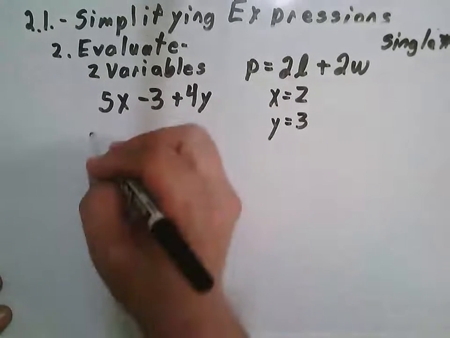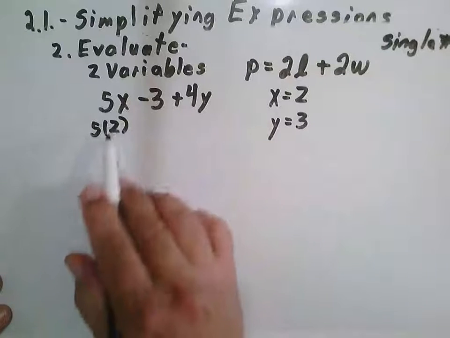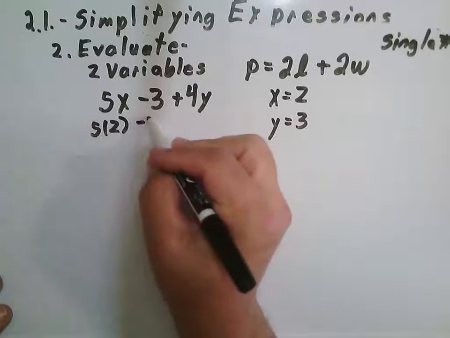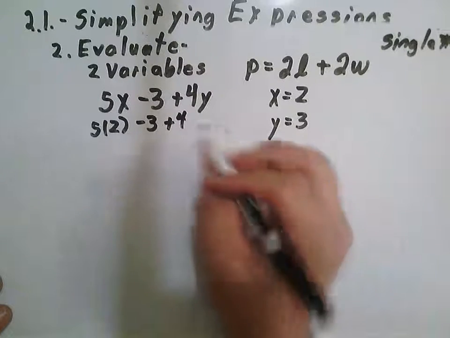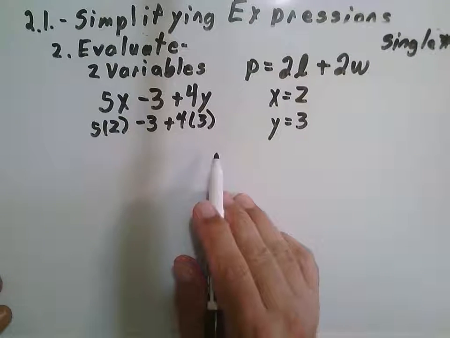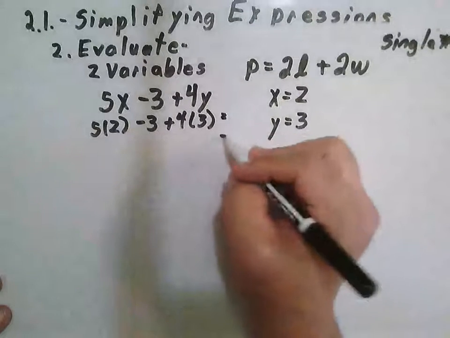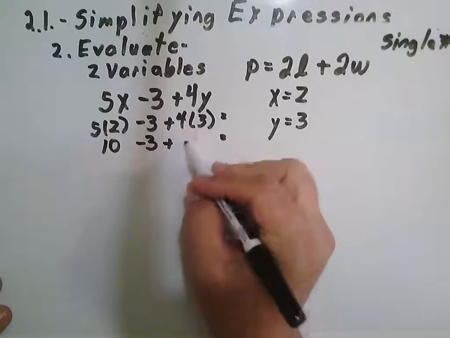Once again, I'm just substituting those in. This becomes 5 times 2. The x is equal to 2, so the 2 is just substituted. The negative 3 just comes down, and then the 4y, y is equal to 3, and that just becomes 4 times 3. At that point, we've removed all the variables, and we're going to come up to a single answer. 5 times 2 is 10, minus 3, plus 4 times 3, which is 12.